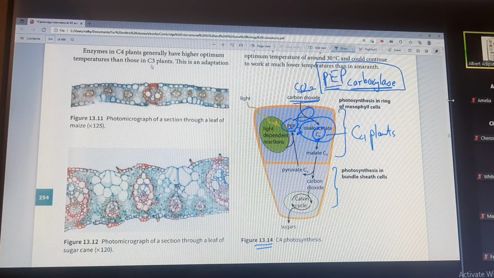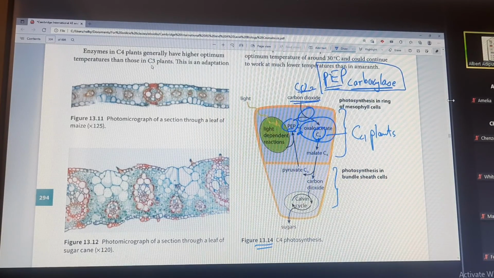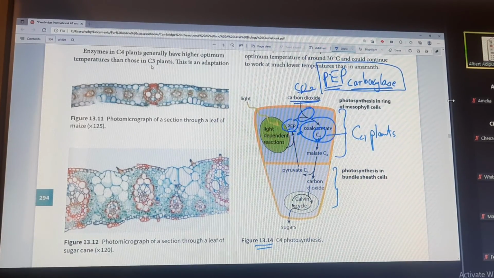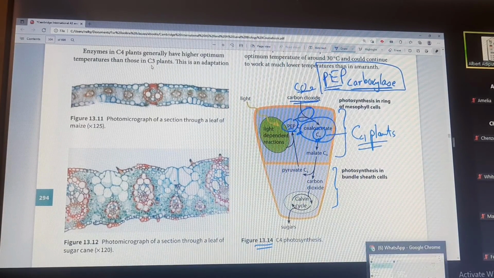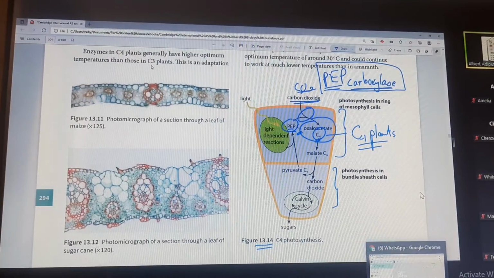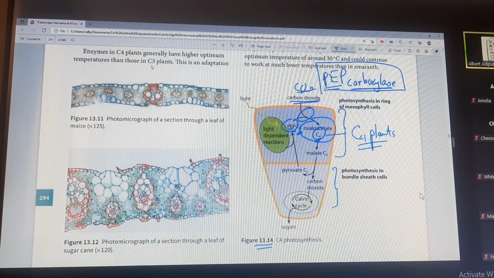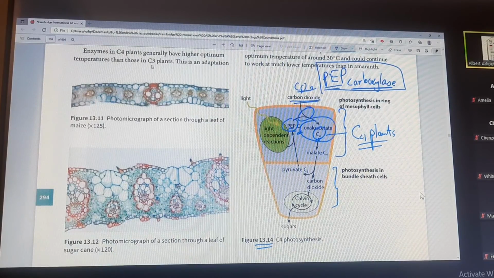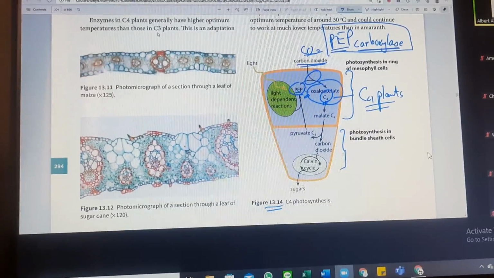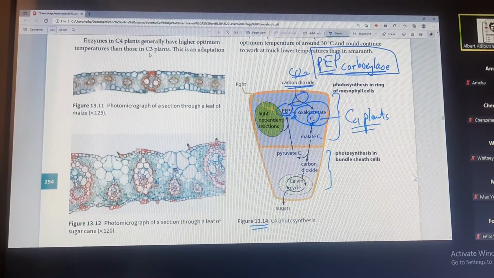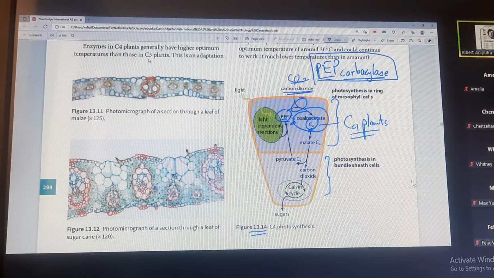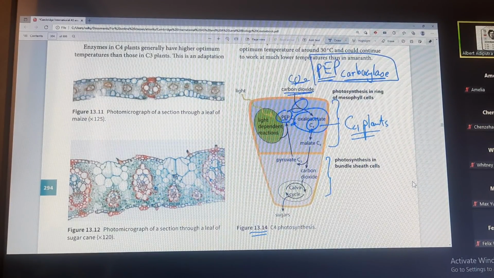This PEP carboxylase is not as sensitive to temperature as the Rubisco. So this PEP carboxylase would only catch carbon dioxide and add it onto the PEP, but not the oxygen. So we produce a C4 compound called oxaloacetate right after the fixation of carbon dioxide. That will be just the beginning of the whole physiology and biochemistry of C4 photosynthesis, and also the reason why the plants are named as such.